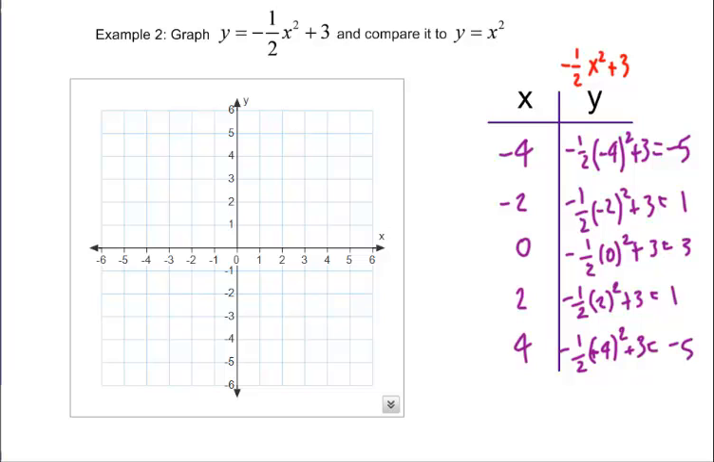And so plot these points. And then we'll compare it. So I go to -4, -5 point. I go to -2, 1. I go to 0, 3. And check out, here's our axis of symmetry. It happens to be on the origin.